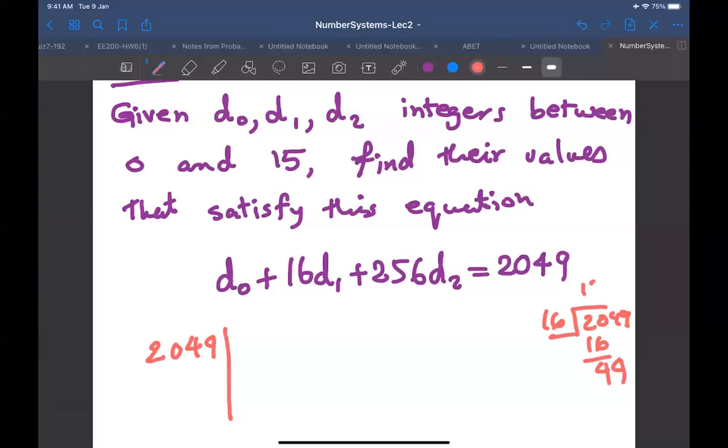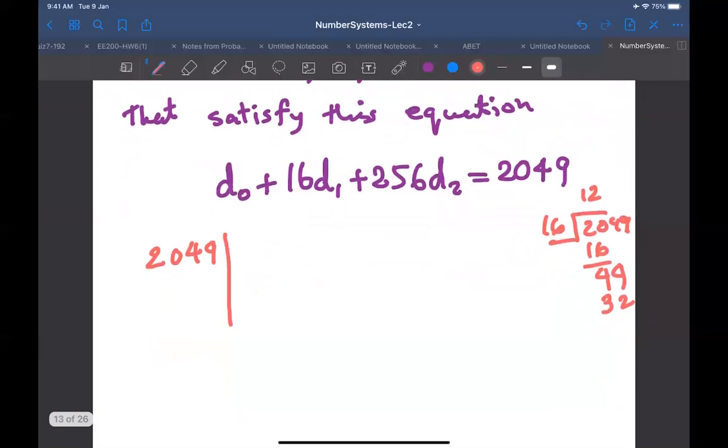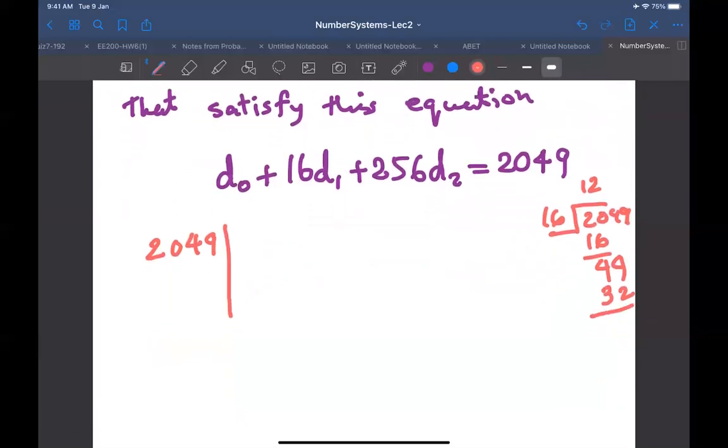Here we have 1, 16, and then 4, and then 4. So here we have 2, 32, and then we have 12, and then we pull down the 9, and then we have 8 times 16 is 128, and the remainder is 1. So the answer here is 128, this is the quotient, and the remainder is 1. So what is this? This is D0, the least significant digit.